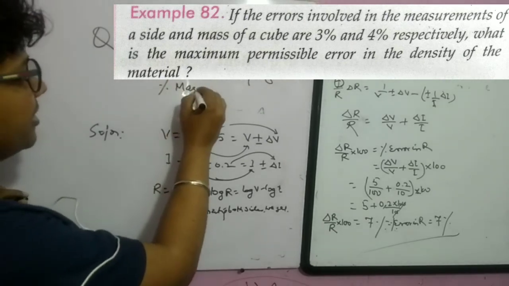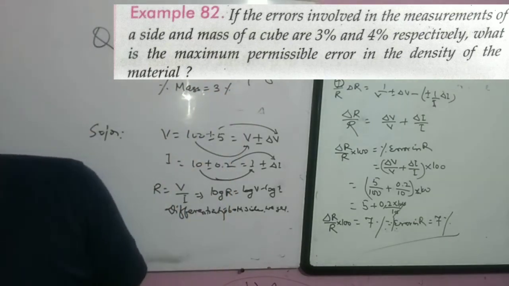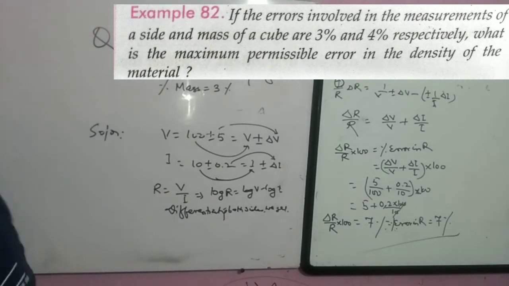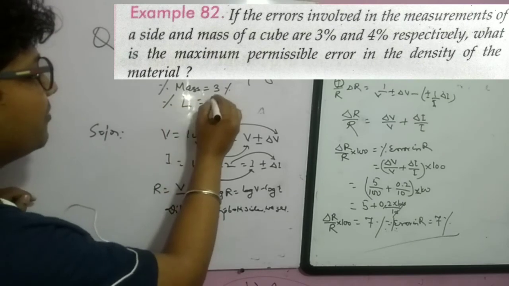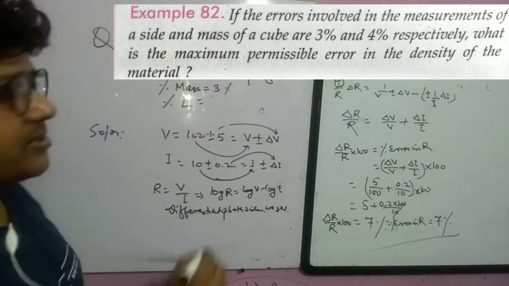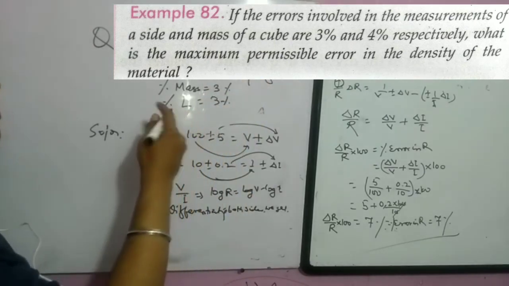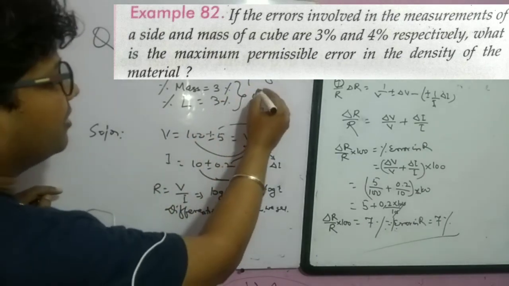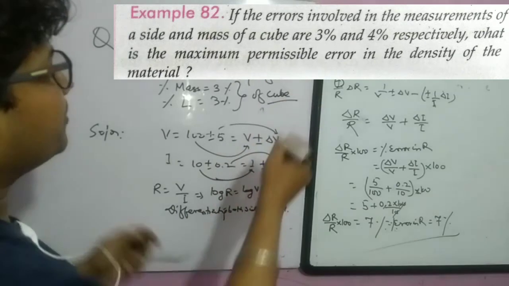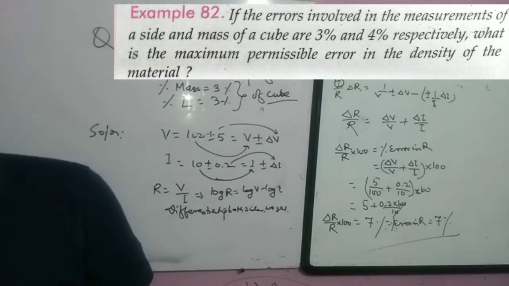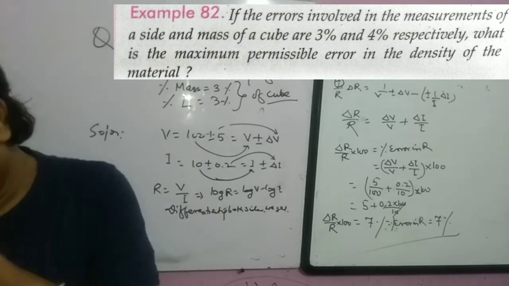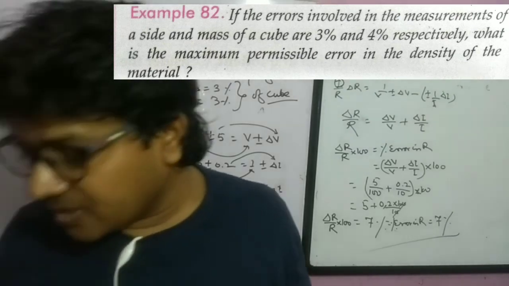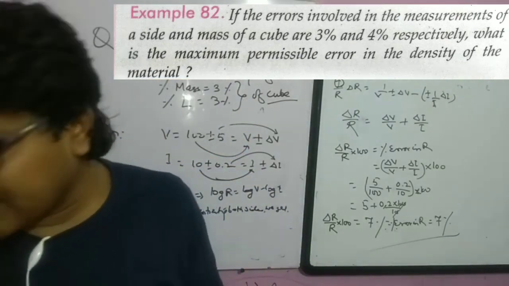The percentage error in mass is given as 3%, and the measurement of side is given, percentage error of L is equal to 4%. We have to calculate density, and this is about a cube. The question is: if the errors involved in the measurement of a side A and mass of a cube are 3% and 4% respectively, then what is the maximum permissible error in the density of the material?